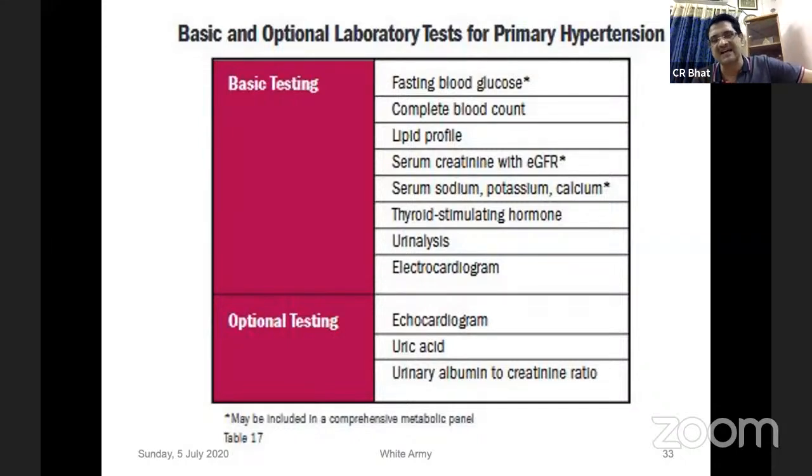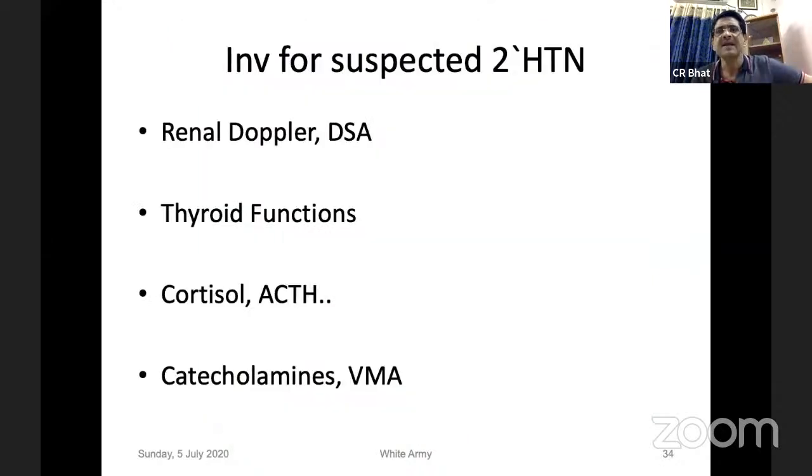The optional testings are echocardiogram, and there are many optional testings available. And if you think that there is some possibility of a secondary factor leading to or aggravating the hypertension, you need to do the advanced investigations like renal Doppler, digital subtraction angiography, thyroid function, cortisols, ACTH, catecholamines, VMAs, to find out all specific causes for the secondary hypertension.